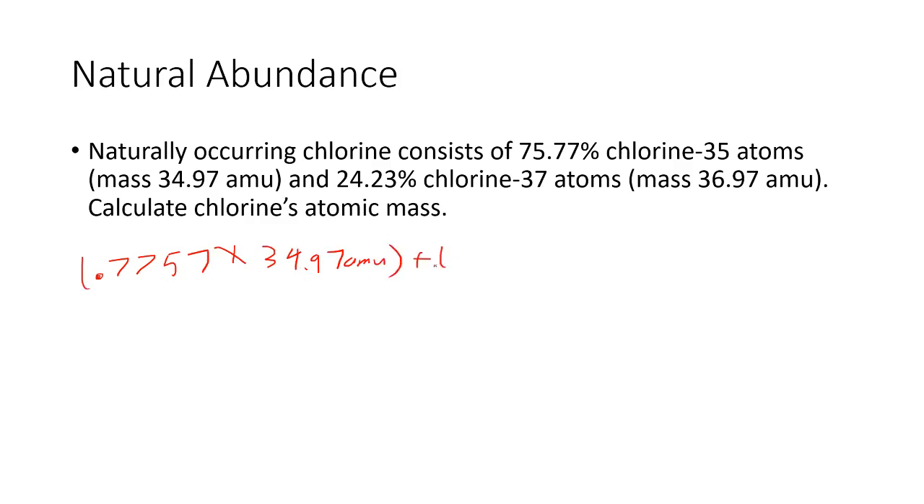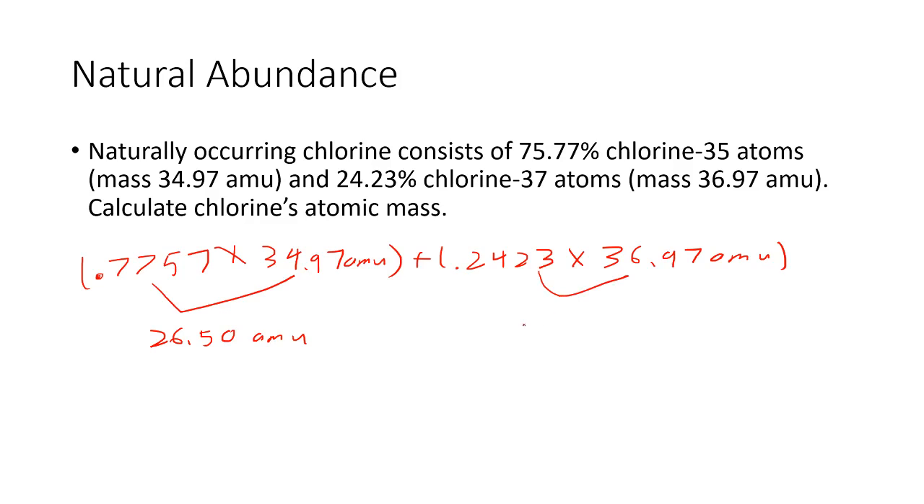And to this, we're going to add, I now have 24.23%, so written as a decimal, that's 0.2423. And we're going to multiply it times the mass of a chlorine-37 atom now, which is 36.97 AMUs. When we put this into our calculator, for this here, we're going to get a total of 26.50 AMUs. And here, we're going to get a total of 8.958 AMUs. Note that in each case, I wrote 4 significant figures since I have 4 in my question.